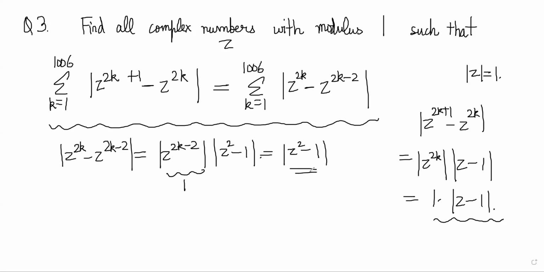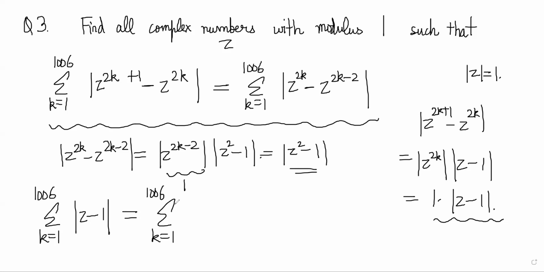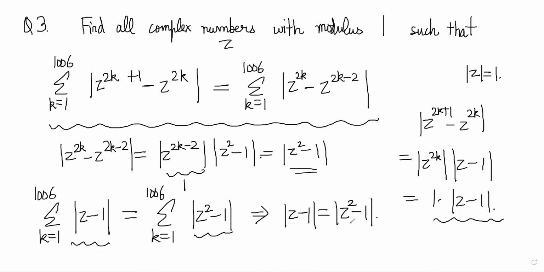Right? So now what we have is two equations. This equation boils down to this. K is 1 to 1006. All the k terms have actually disappeared and you have mod of z minus 1. And here you have summation k is equal to 1 to 1006, and again you have mod of z square minus 1, and the k terms have actually disappeared. Right? So ultimately the summation doesn't matter here. Both the summations are over the same limits. So you will get 1006 times this is equal to 1006 times this. So ultimately the equation becomes simply this much. Right? And that is a pretty easy equation to solve.